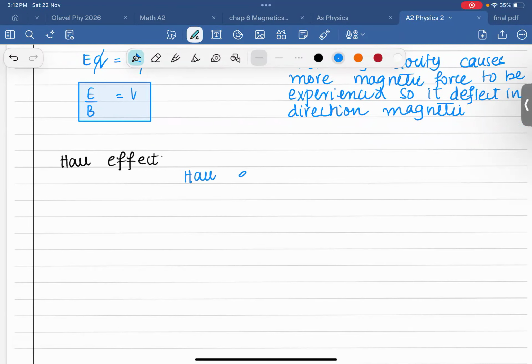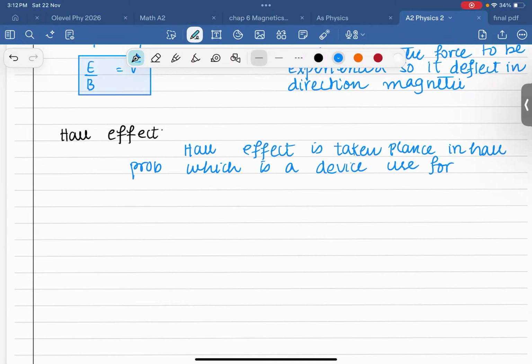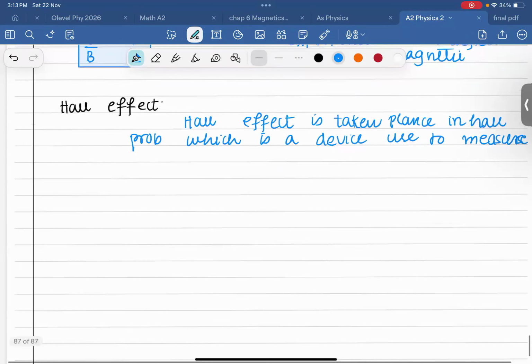So we say the Hall effect is taking place in the Hall probe, which is a device used for measuring the magnetic field. This is the concept.